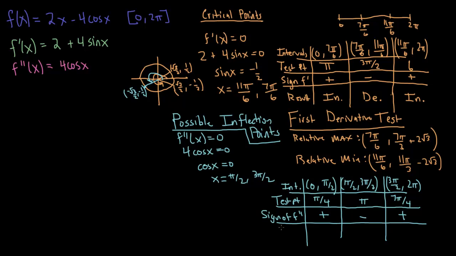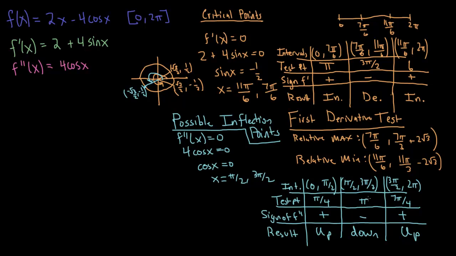So there we go. So what is the conclusion or the result? Is that we are concave up here, down here, and up here. Where f double prime is positive, we're concave up. Where f double prime is negative, we're concave down. So there is our concavity.